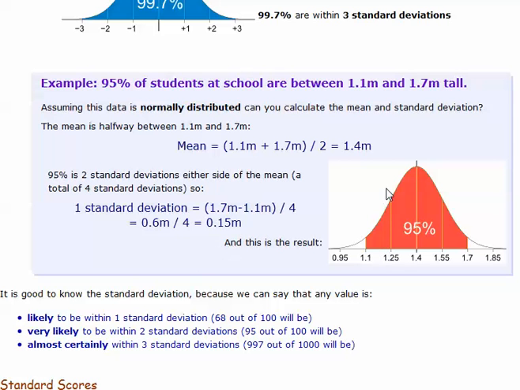So this is an example of finding information from the percentage. If you know the percentage of something under the normal distribution curve, then you can find the mean and the standard deviation. Now, it's good to know the standard deviation, because we can say that any value is likely to be within 1 standard deviation, like 68 out of 100, very likely to be within 2 standard deviations, 95 out of 100 will be, and almost certainly within 3 standard deviations, 997 out of 1,000 data points will be.